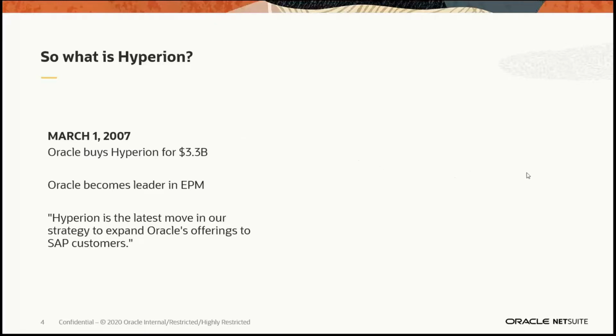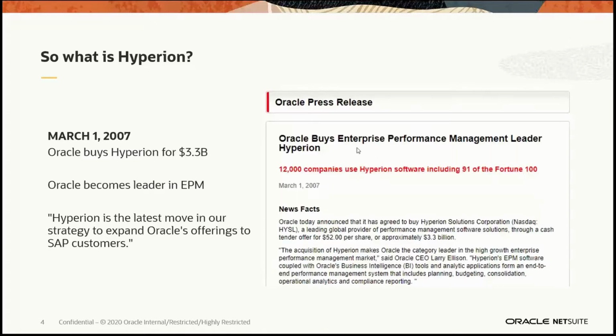Oracle did this to become the leader in EPM solutions, so enterprise performance management. And it was very much a land and expand strategy against SAP, as SAP did not have anything around the financial planning and analysis area. They only had ERPs and general ledgers. So this was really to monopolize the market, in which they became the market leader.